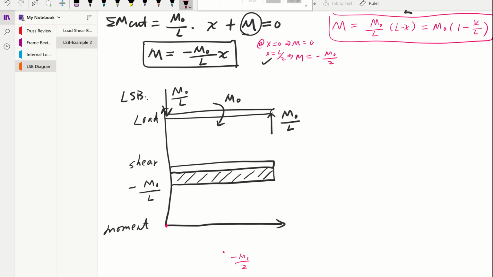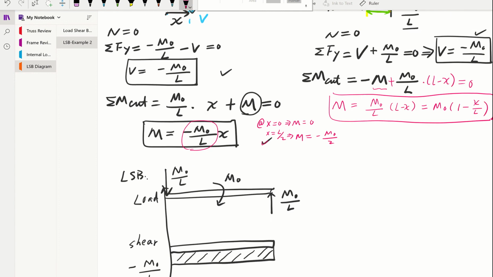And again, look at this equation. It's certainly a linear equation, so we know it's going to be a straight line connecting those 2 points. And our slope, based on this equation, you can tell it's going to be negative m naught over L. It's negative because it's decreasing.